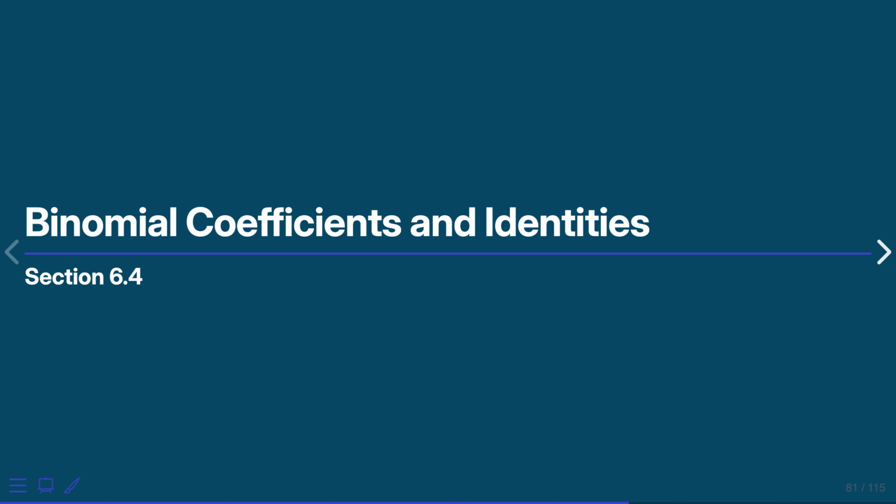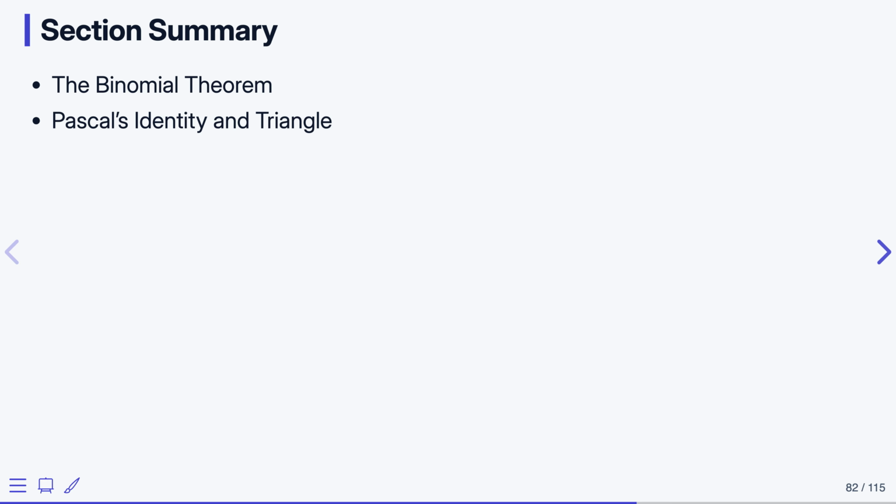Now we turn to binomial coefficients. We will see the binomial theorem, which tells us how to expand x plus y to a power. Then we meet Pascal's identity and Pascal's triangle. This is the plan for this section. First, we learn the binomial theorem. It gives the coefficients when we expand x plus y to a power. Then we study Pascal's identity and the triangle of numbers built from it. The book also has other identities, but they are not in these slides.